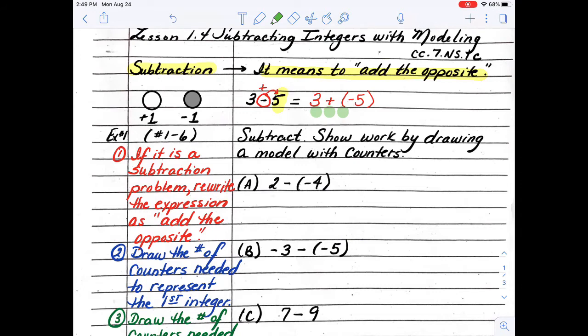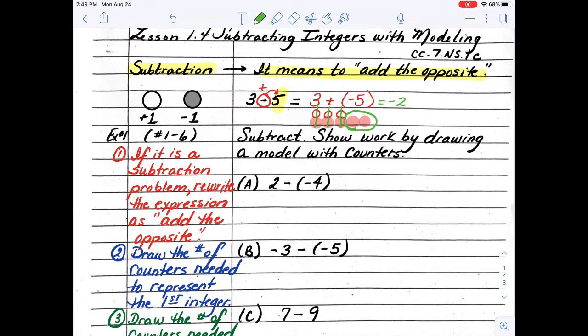And, well, I should probably make that open because we make those open here. Positive 3 light or open counters, and then negative 5 closed counters, and then looking at those opposites that cancel each other out because they're additive inverse, they make 0, shows me that I'm left with 2 negative counters. So my answer is negative 2.